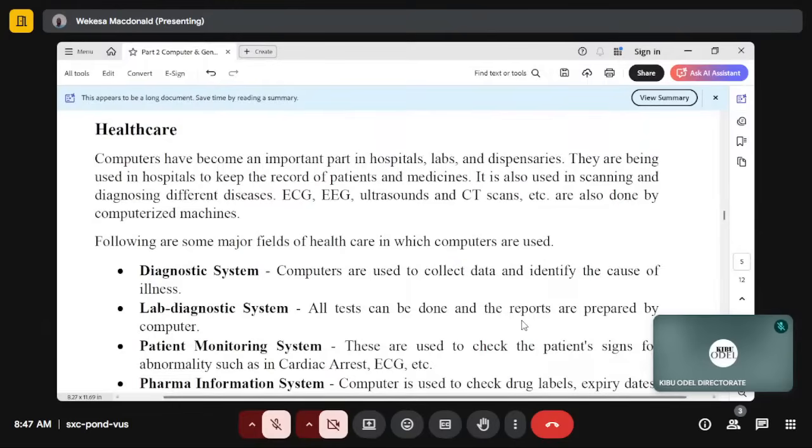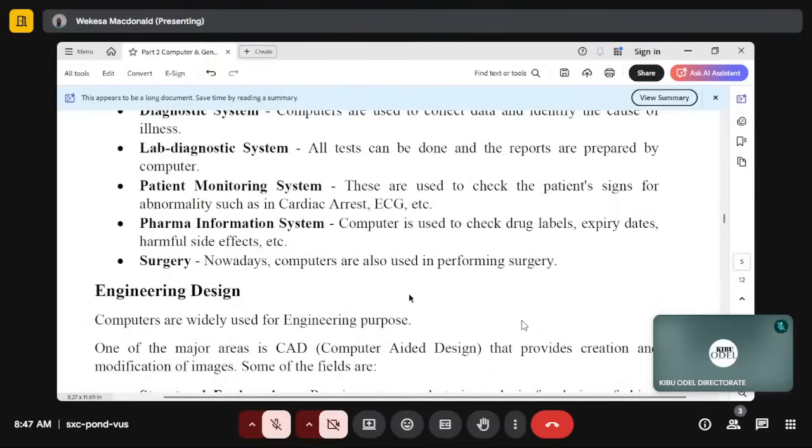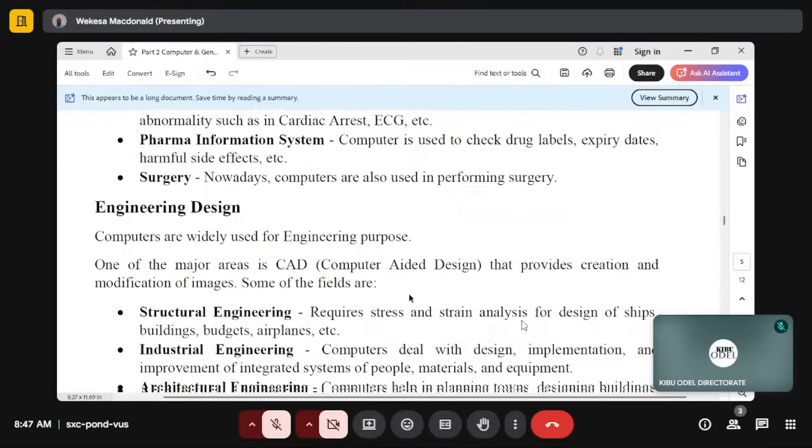They are used to monitor in ICUs, isn't it? Hata kwa incubators za watoto kuna computer that controls the temperature, the oxygen, ventilation. Computers are used to check drugs, expiry dates. Yeah. Computers are used in surgery. Hata siku hizi computer tu peke yake inafanyia surgery without doctor interactions.